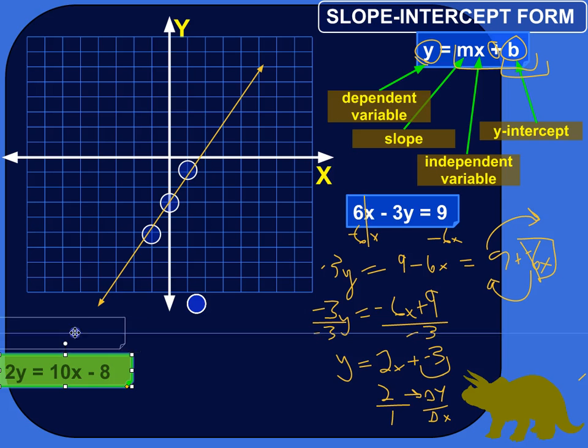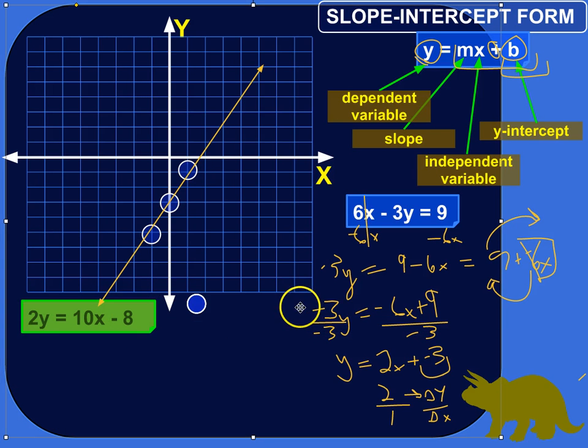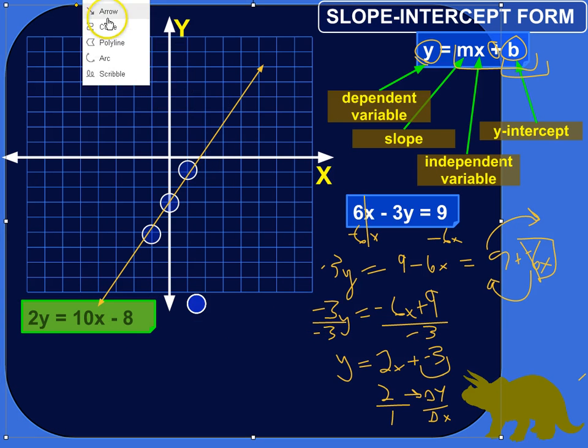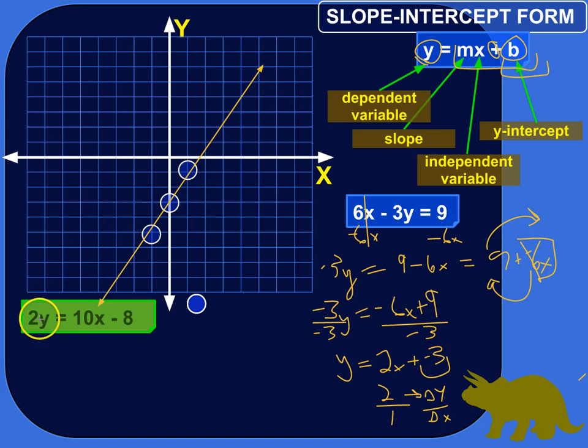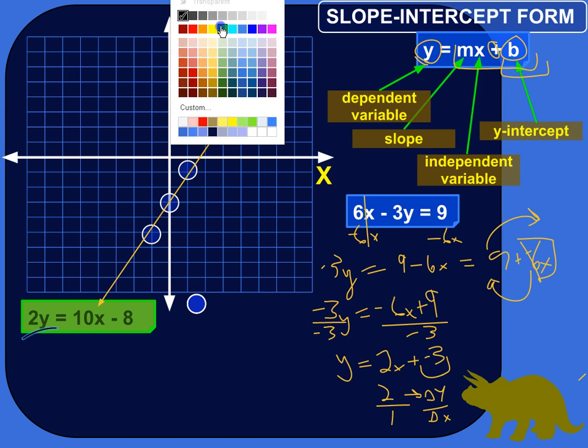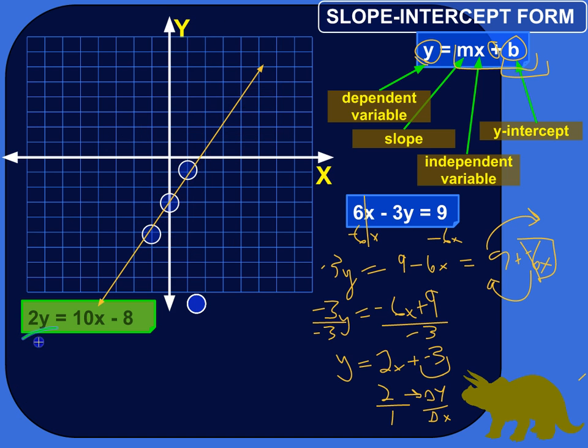So let's do one more. Try to fit it down here. Let's do this in green. Okay. So we want to get y by itself. Wow, this is pretty much already done for us. All we need to do is divide both sides by 2, right?